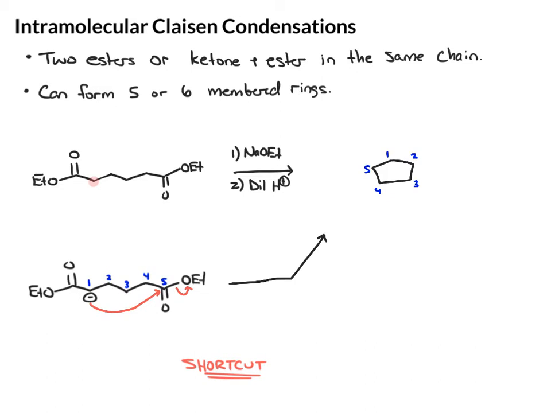And then let's draw in what we have. So coming off of carbon 1, I have the C double bond O, O-ethyl group. So C double bond O, OEt. Then on carbon 5, I have the carbonyl. And that's the product for this reaction.